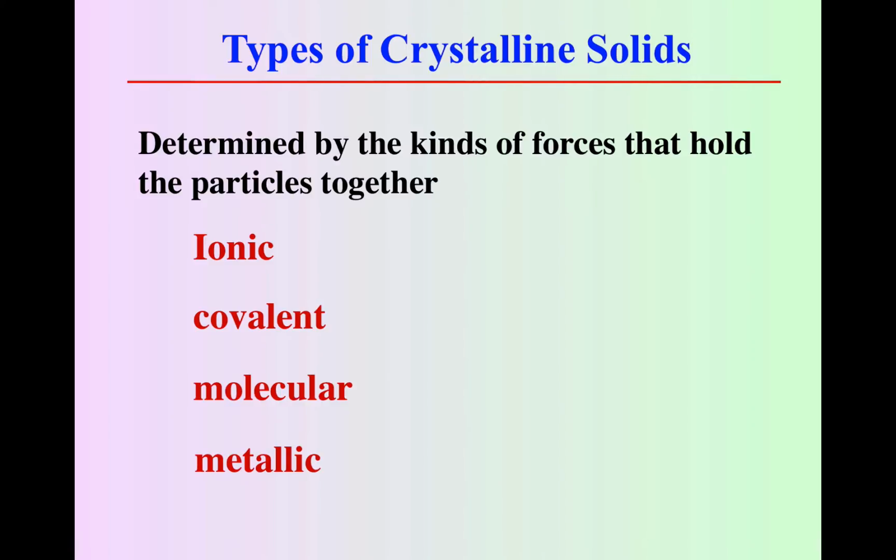You could have a molecular crystal where at the lattice points you've got molecules, and this is held together by some sort of van der Waals force: dipole-dipole, hydrogen bonding, induced dipole. And then there's metallic bonding, where you get that special kind of delocalization of these overlaps within the covalent bond, and you get metallic bonding.